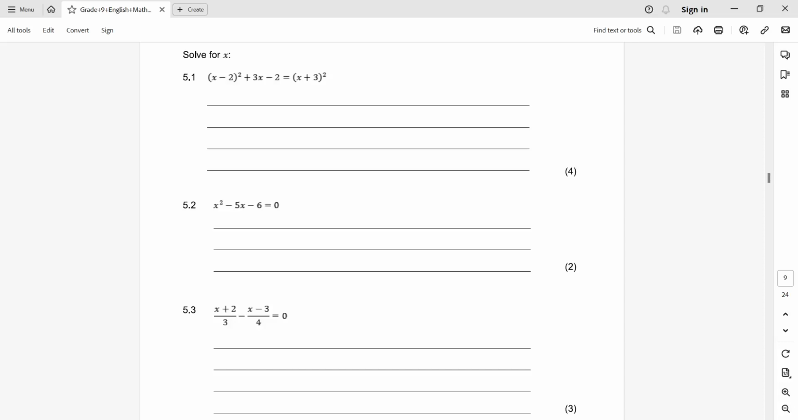Okay, on the second one, solve for x. We are solving for x. The question says that we are having x to the power of 2 minus 5x is equals to 0. That's the second equation. Okay, let's see on this one how do we solve for x.